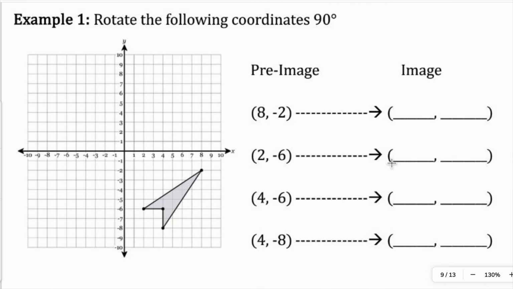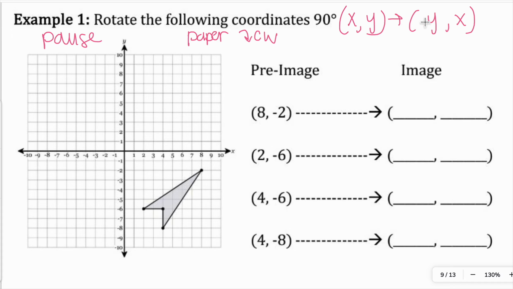First thing, rotating the following coordinates 90 degrees. Remember, you can do one of two things here. I would maybe pause the video so you could try this one in your notes. You can either turn your paper 90 degrees clockwise, or use our rule where we switch the y and the x, and our y is the one that becomes negative. Okay?